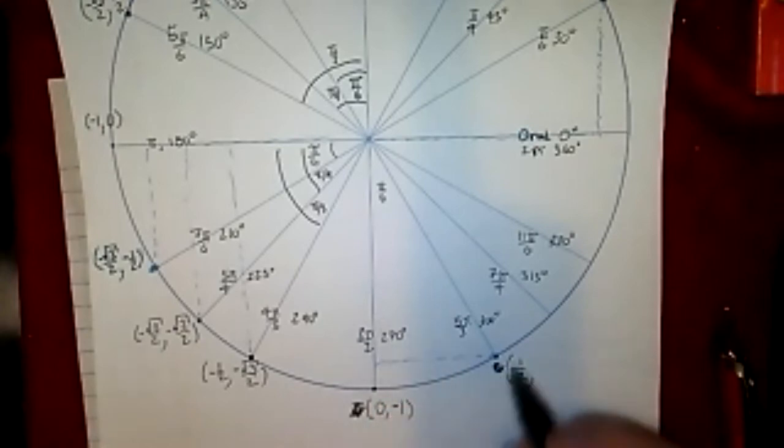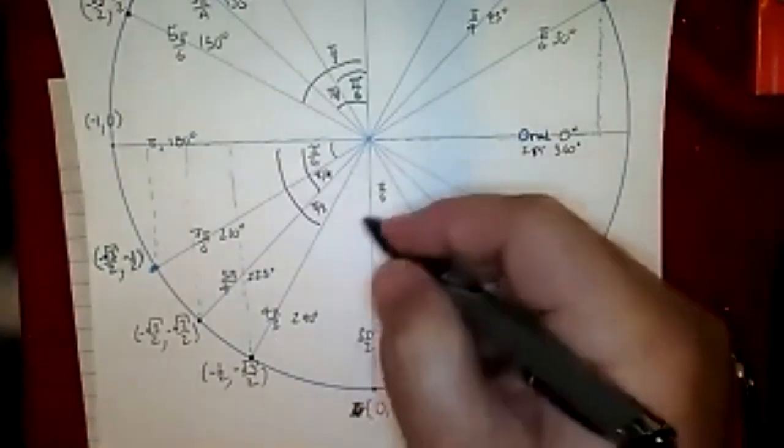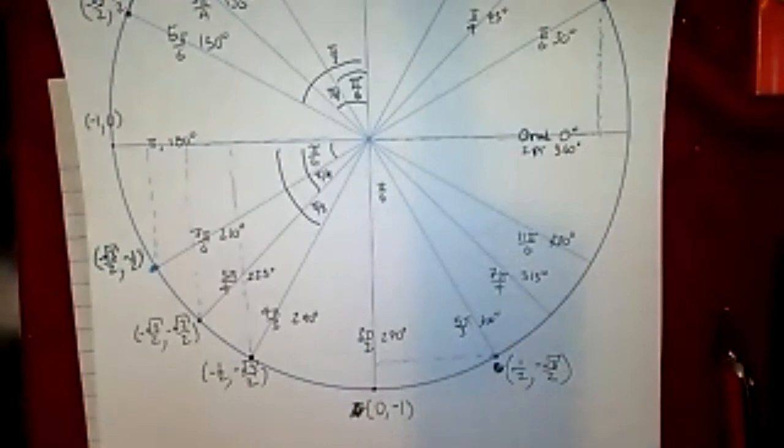Cosine of pi over 6 is √3 over 2. So this will be negative √3 over 2, which you should have known because obviously we're next to the negative y-axis. So all these y coordinates all down here are negative.